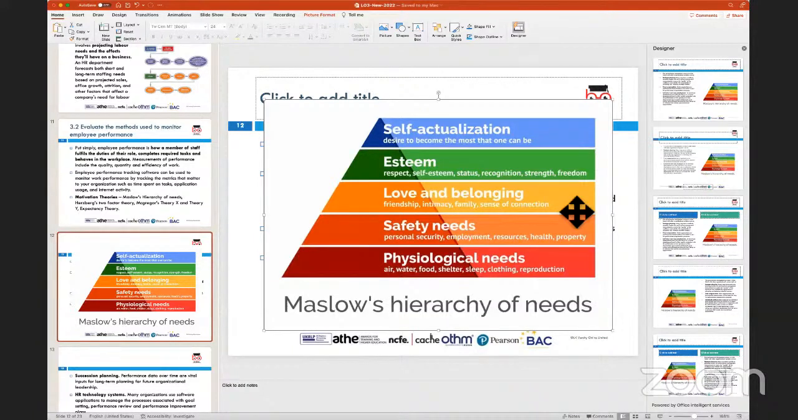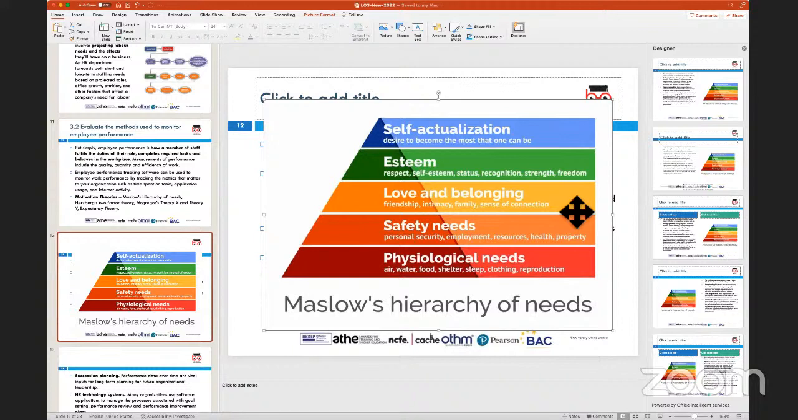Then we talk about safety needs. That means they want personal security, they want stability, they want security in terms of their job role, and they want to ensure that the environment they're working in is healthy enough and does not cause any detrimental effects or negative effects on their health.